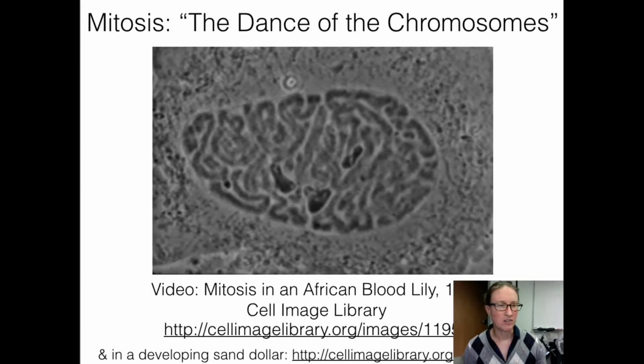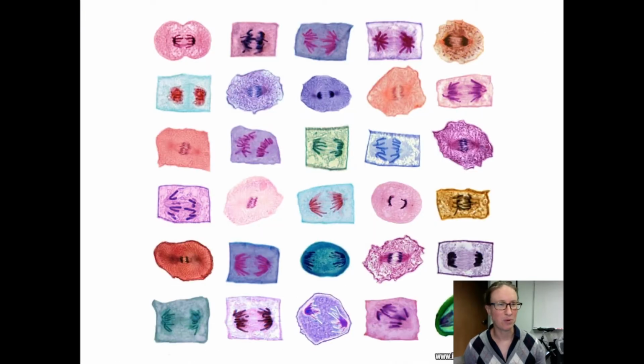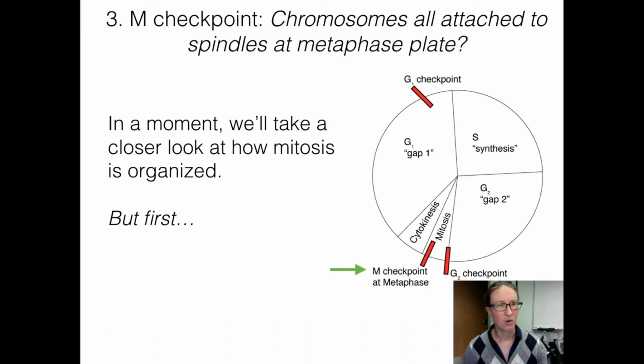So by now you've had a chance to see a short video clip that shows mitosis as it's happening in a blood lily. Here's also a really beautiful picture of midway through mitosis in a wide range of different types of cells. And so now we need to talk a little bit more about the details of this. We've also learned already about the M checkpoint, which is a point in the middle of mitosis where cells will pause to make sure that all the chromosomes are attached to spindles at the metaphase plate. And as I mentioned, we're going to start to understand what that sentence actually means.